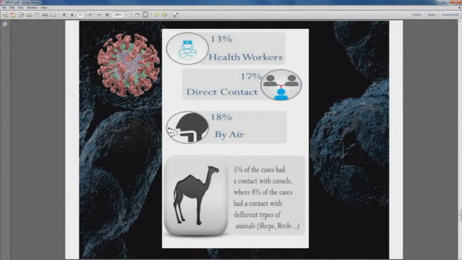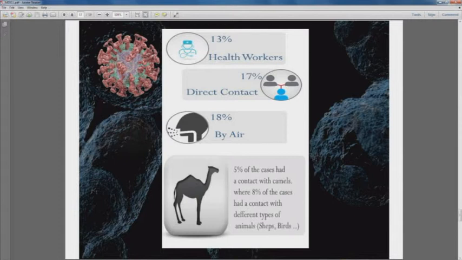So many issues regarding the transmissions. Researchers till now couldn't find the right route of transmitting this virus. The cases in Saudi Arabia were distributed very fast, and the deaths also, regarding several issues. Probably by contacting animals such as a camel, or by health worker, or by direct contact.